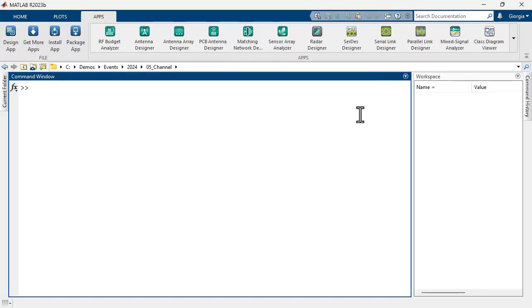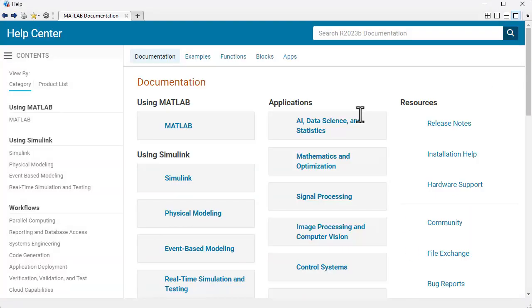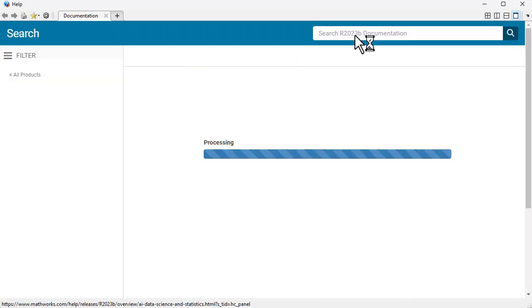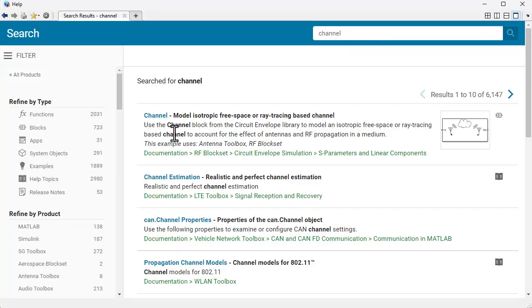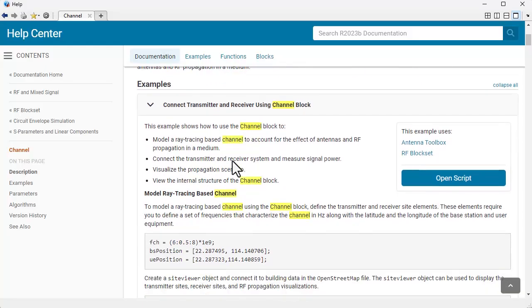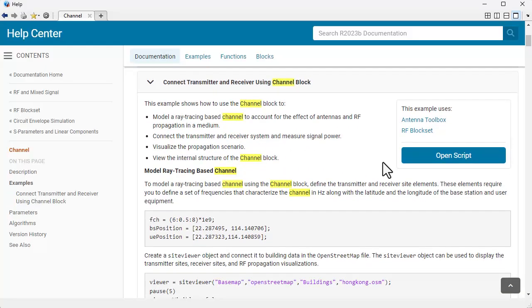So let's see an example in practice. In this case, I'm going to start from the MATLAB documentation. I'm going to search here for channel, and the first hit is going to lead me to the channel block in the circuit envelope library. Fairly straightforward. I open up the documentation of the channel block, and I see immediately a script that essentially I use to model a scenario.